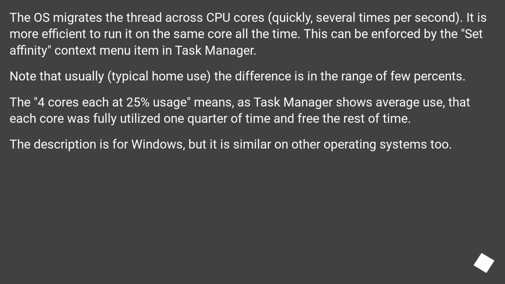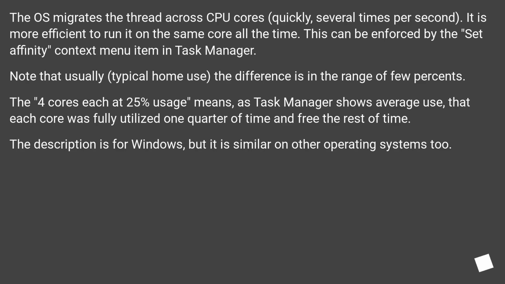The OS migrates the thread across CPU cores quickly, several times per second. It is more efficient to run it on the same core all the time. This can be enforced by the Set Affinity context menu item in Task Manager. Note that usually, for typical home use, the difference is in the range of a few percent.